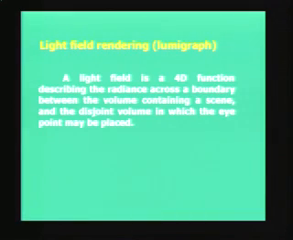Lumigraph, we talk of a light field, which is a 4D function we just described some time back, which describes the radiation across a boundary between the volume containing a scene and the disjoint volume in which the eye point may be placed.